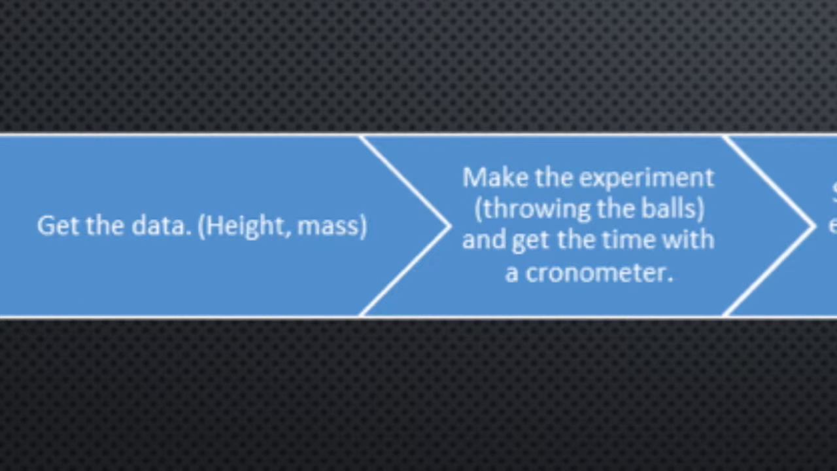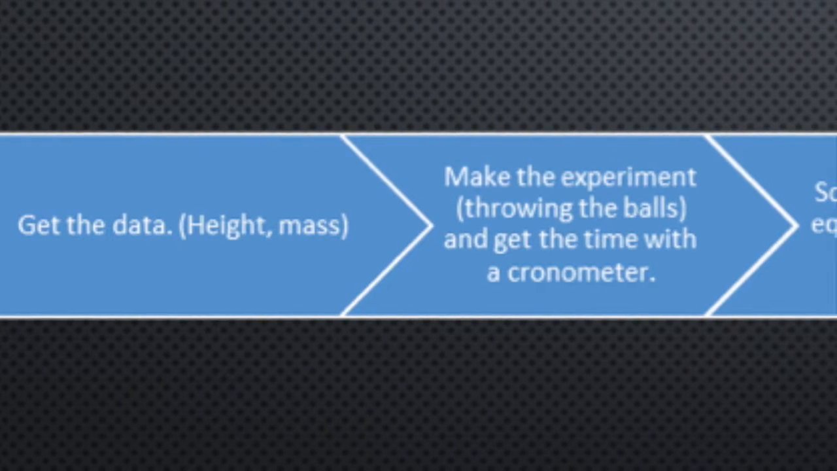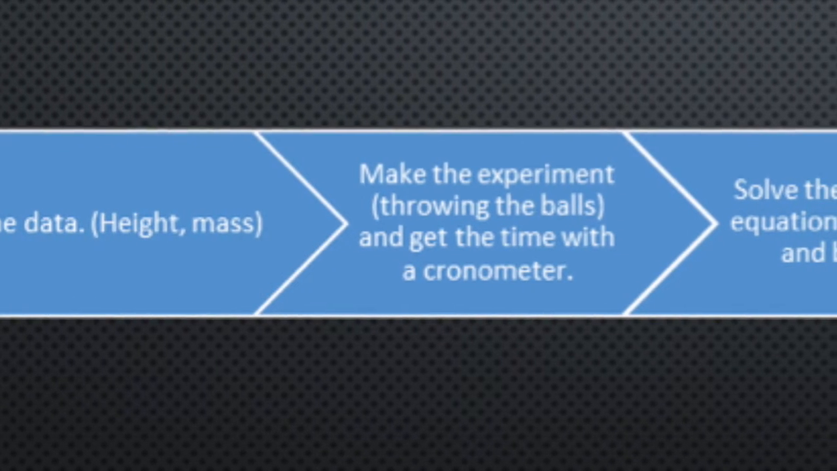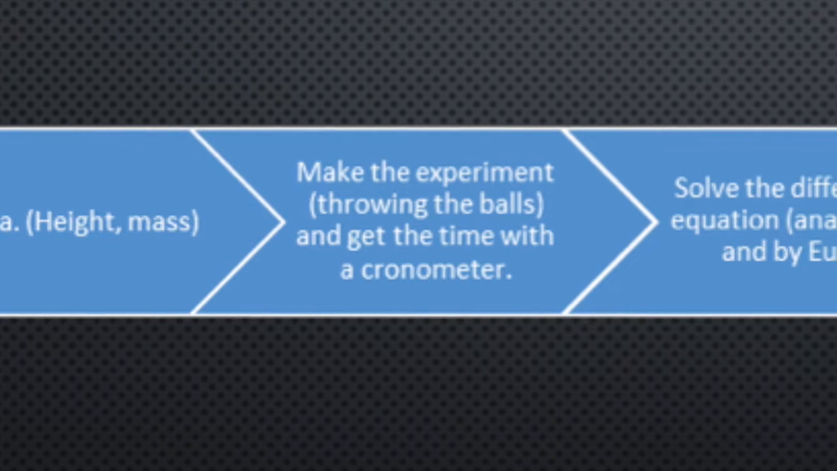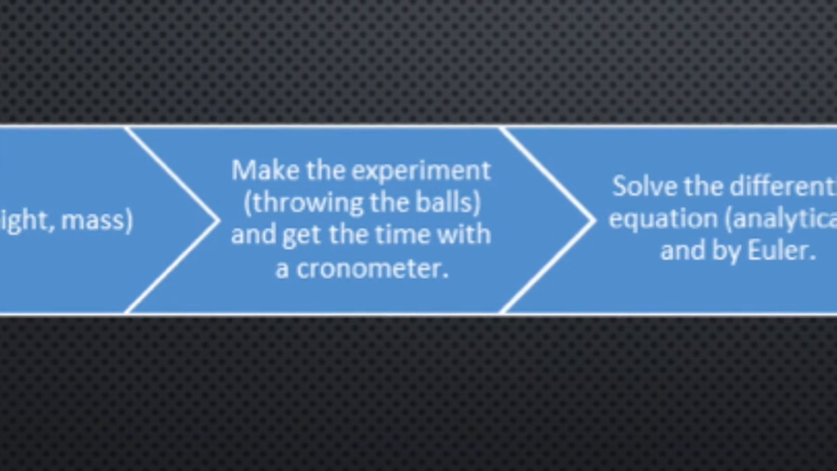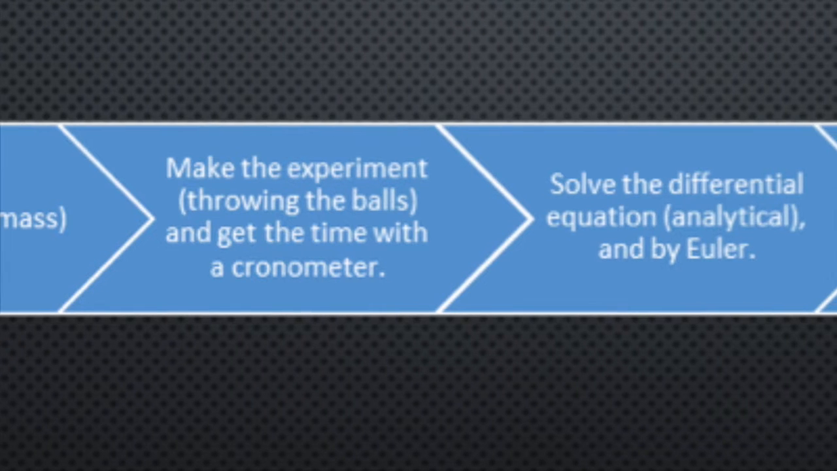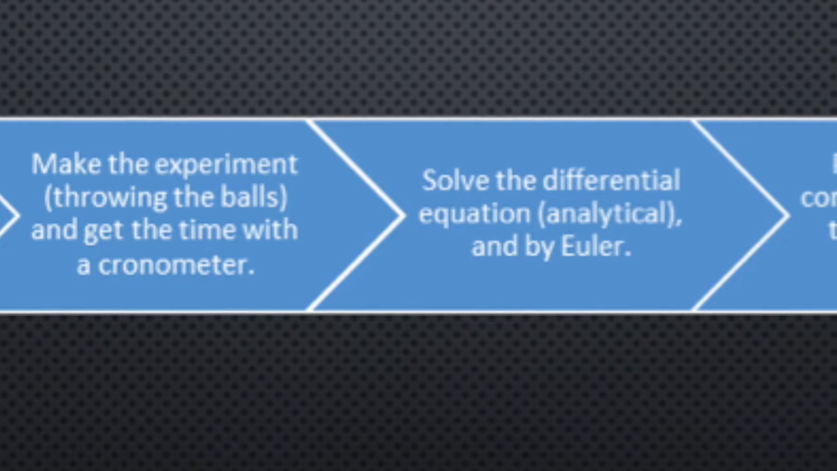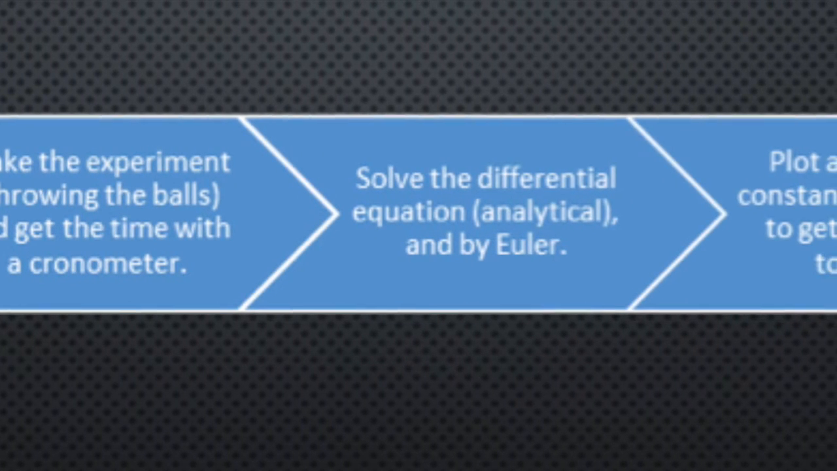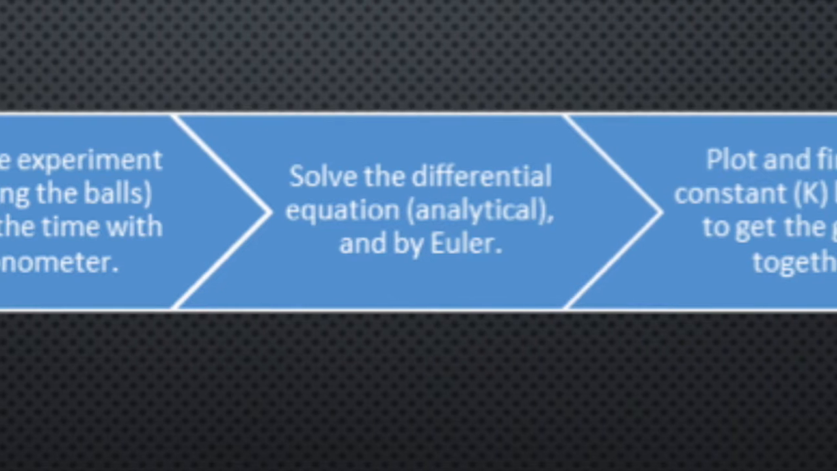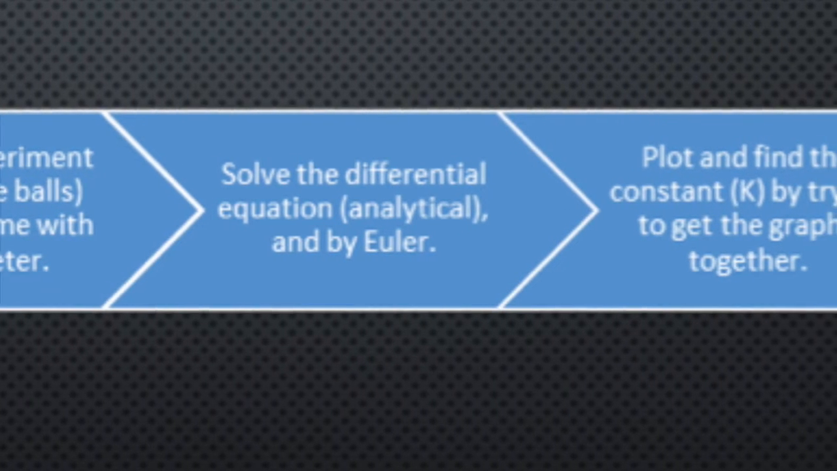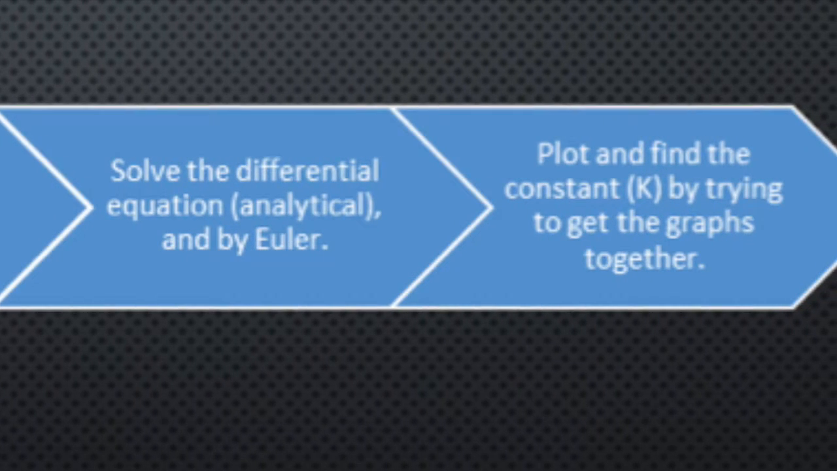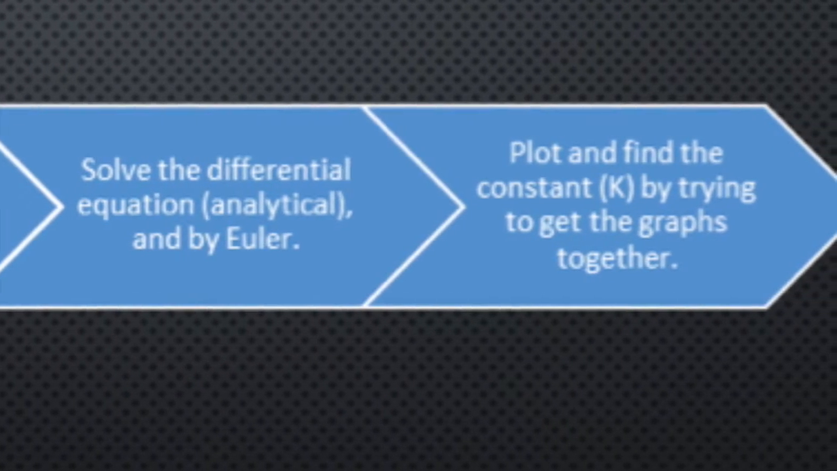The schematic representation of the experiment: first we got the data, the height and the mass of the balls that would be thrown. Then we made experiments. We threw the balls from different heights and got the time with a timer. Then we solved the differential equation on paper, analytically, and plotted the analytical and the experimental graphs. By trying to get the graphs together, we found the constant k by trial and error.